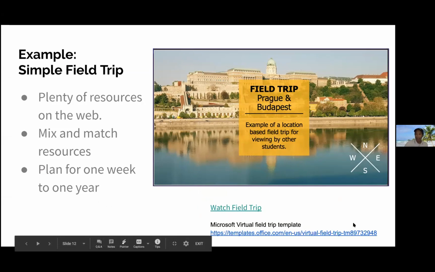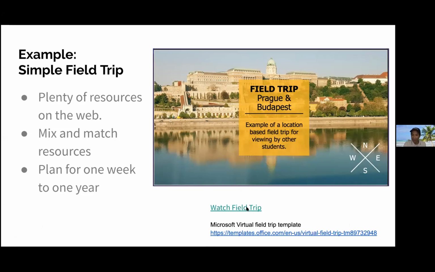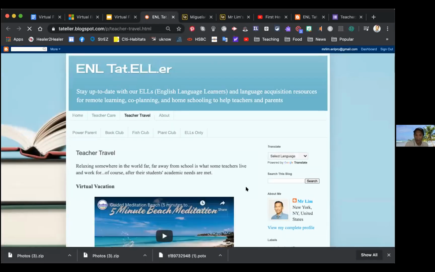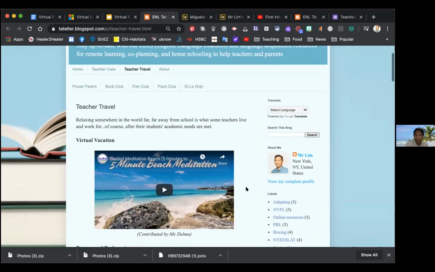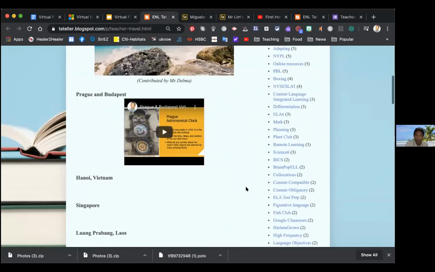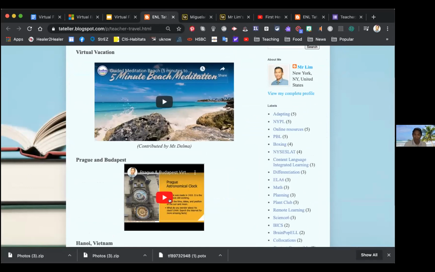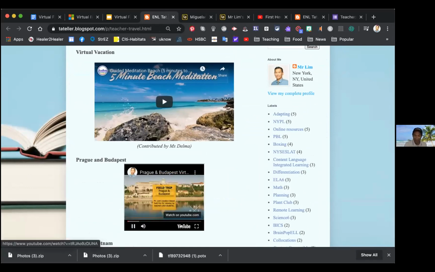This template I got is from the Microsoft Visual Field Trip template that I linked here. We can watch the field trip now if this lets me click on it, and it does. I was so impressed by it that I put it on my blog, which is here. And you can see that these are some of the countries that I want to do this type of thing with. But I did this in a matter of like 3 hours. I used my own pictures when I went to Budapest in Hungary one April.